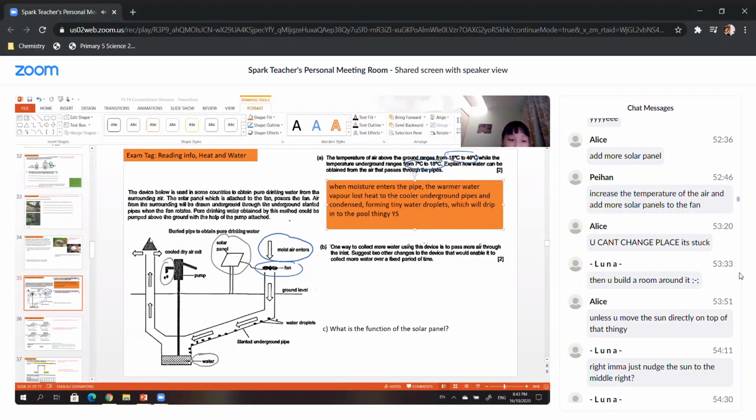You build a room around it. Hey, we are not playing, what's that, Minecraft? Anyway, see, what is the function of the solar panel? The function of the solar panel?